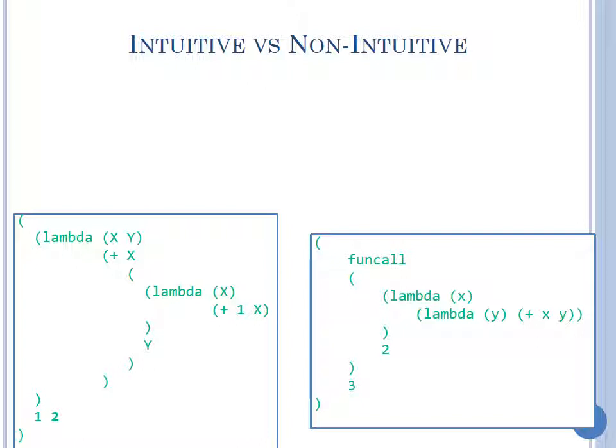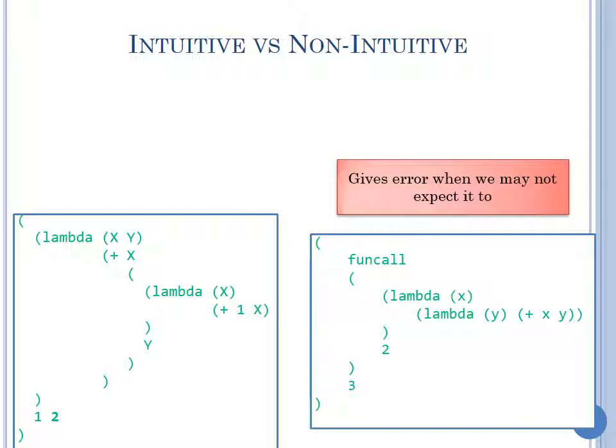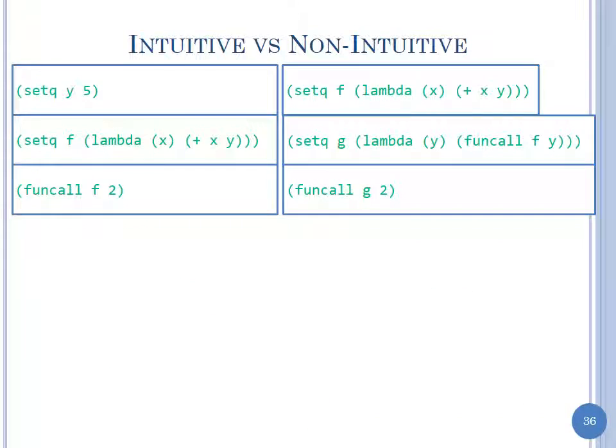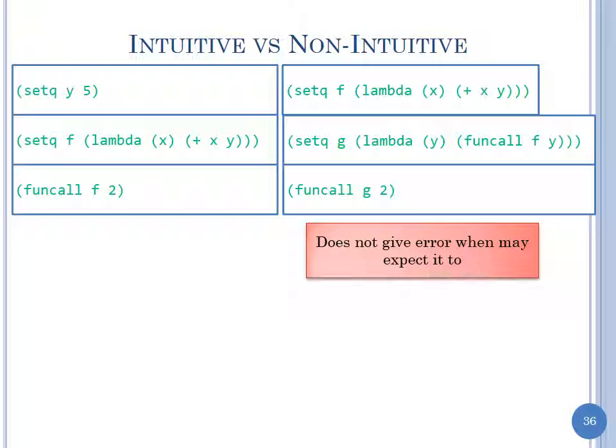So that's what we want to do. Okay, so I think I've gotten to the crux of the matter. I think I'm going to go into it gradually now. So we give an error. What we have here is that we give an error when we may not expect it to. And so this is the intuitive versus non-intuitive. On the right hand side we expect errors and we don't get them.